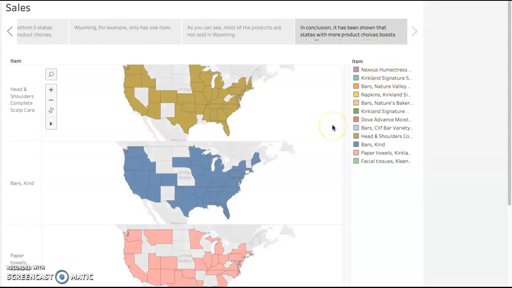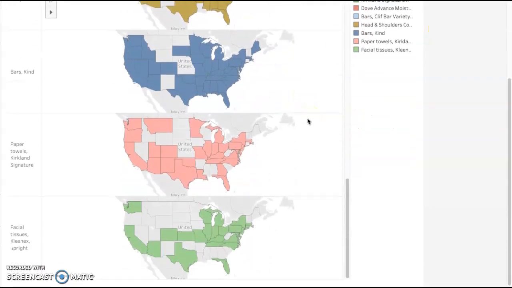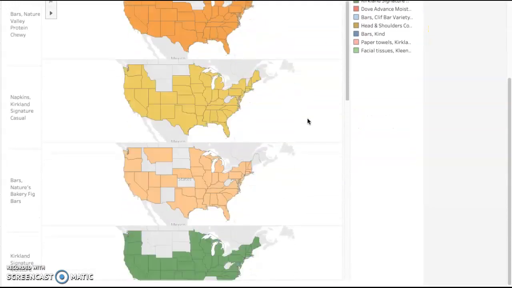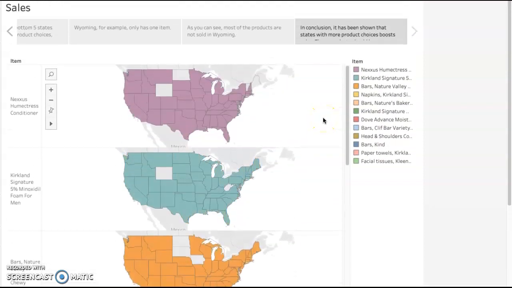So in conclusion, it has been shown that the states with more product diversity had the highest sales, and I recommend for the grocery distributor to distribute more products in these areas, especially the central and south region, to increase sales in those regions.